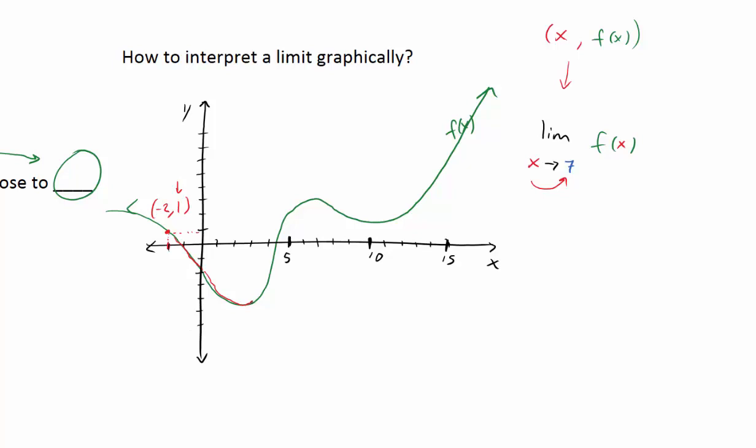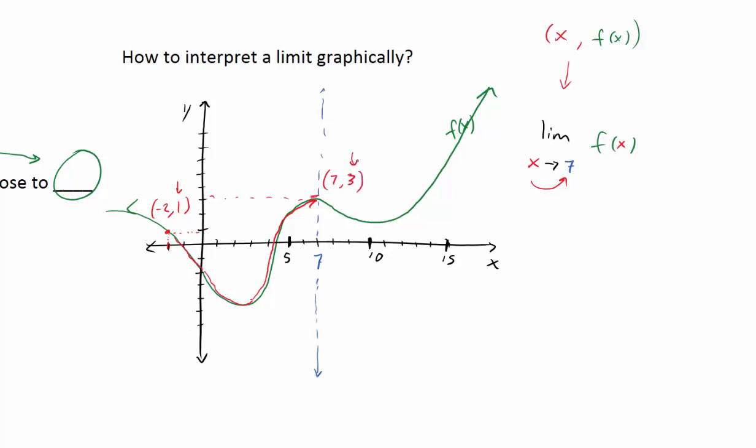But what do we want x to approach? We want x to approach 7. So there's two ways for x to approach 7, from the left and from the right. As x approaches 7 from the left, from below, what is this y value that we're approaching? It looks to me like that y value is 3.